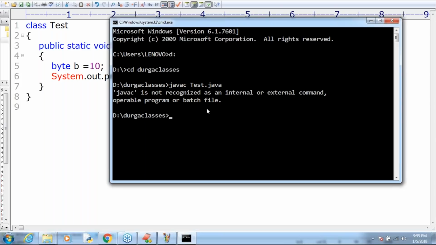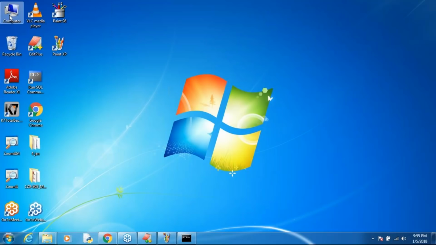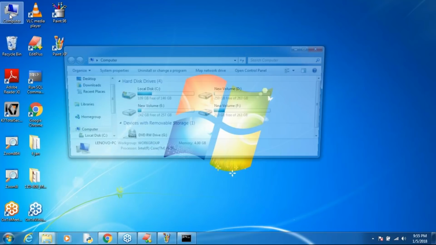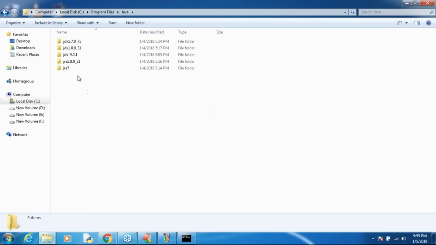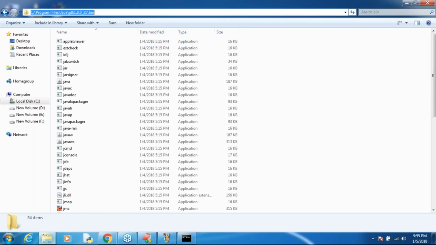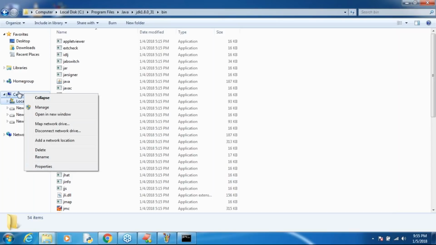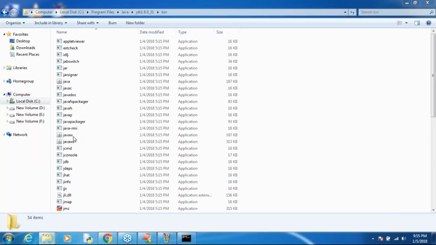Can you tell what is the problem? javac is not recognized as an internal or external command, operable program, because we need to set the Java path. Yesterday I told you my system got formatted. JDK 9, JDK 8. What is the current version of Java? Java 9. But while practicing, because you are planning for 1.8 certification, it is better to stick to the 1.8 version only. Don't go to 1.9.